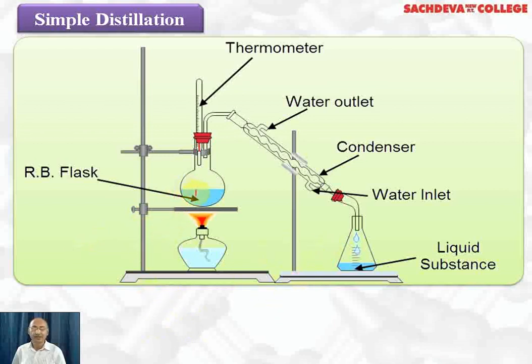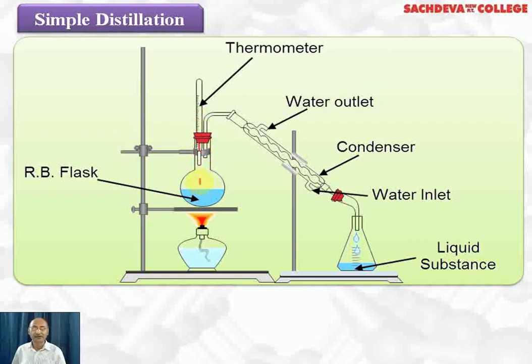Now, the organic compound which we want to purify, we take in this round bottom flask. We start heating, and when we start heating, it starts changing into vapors. Now, these vapors touch the bulb of the thermometer and the temperature of the thermometer rises.